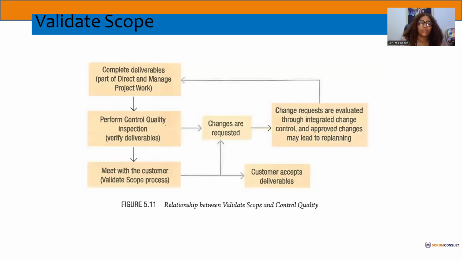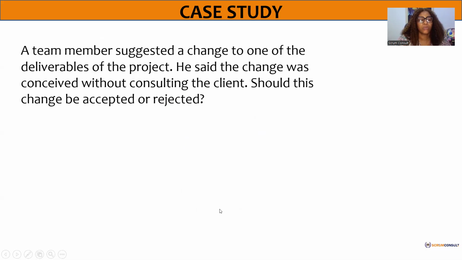So you have your validate scope here. What do you do at validate scope? The last part is validate scope. And we've talked about it, it's about the stakeholders approving the verified deliverables. And yeah, if it's okay, if it's not okay. So you complete the deliverables. This is just the map of what we just talked about.